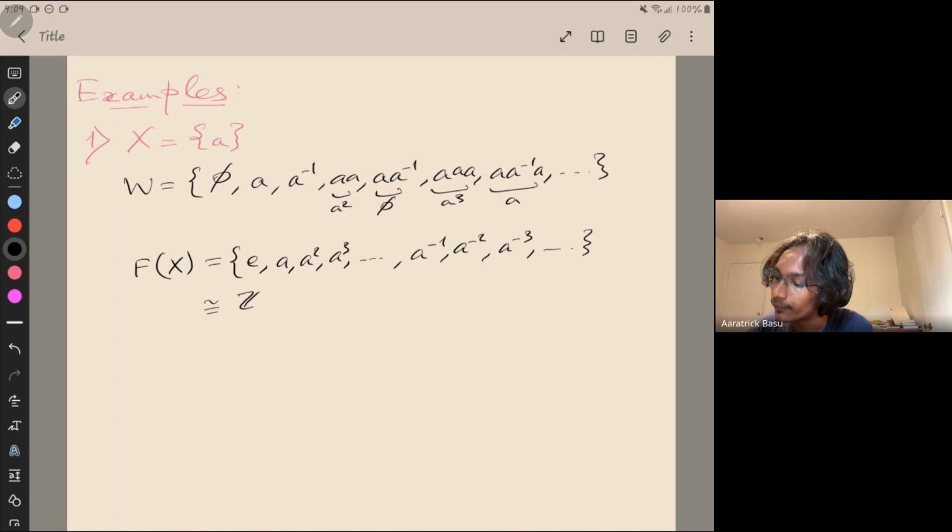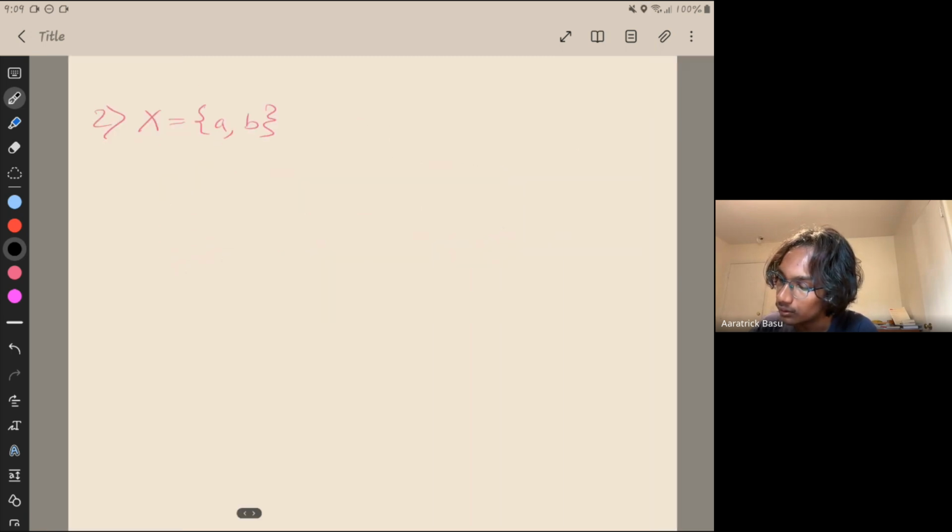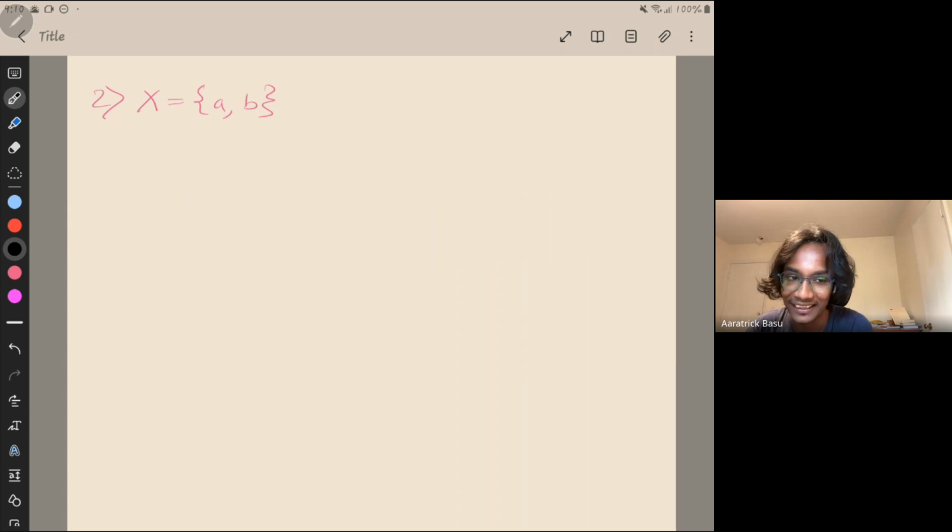Then we get the infinite cyclic group by looking at the free group on that set, right? So let's do something a little bit more interesting. Suppose you have two elements in your set. So you might think, okay, maybe this is boring, since we just did one element or two elements. But no, there's a lot of group theory in just F of X where X has two elements.